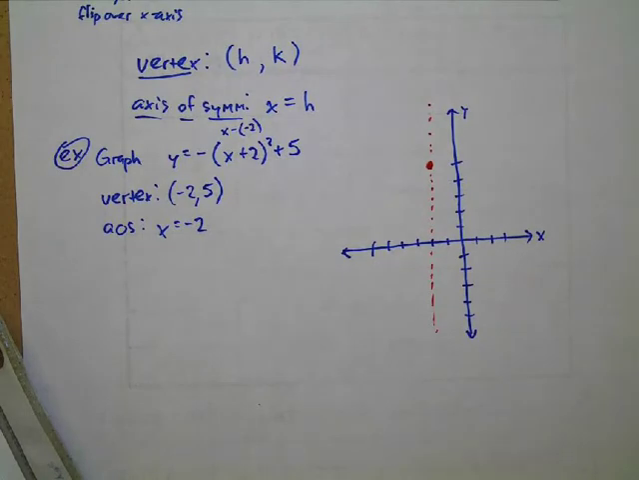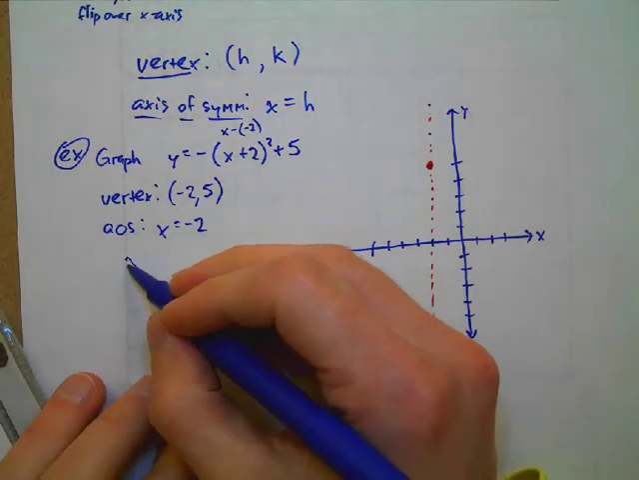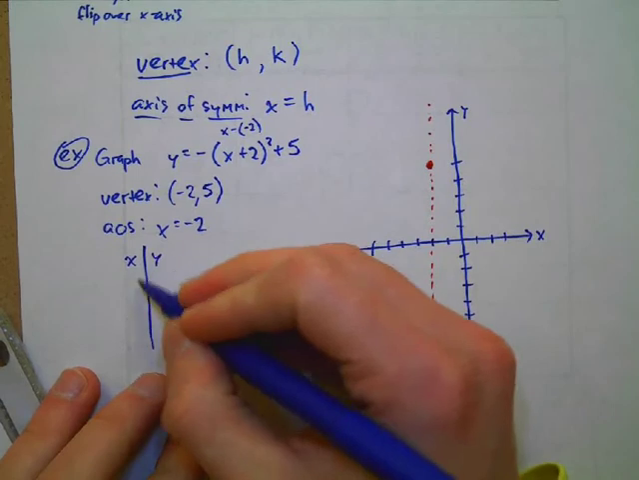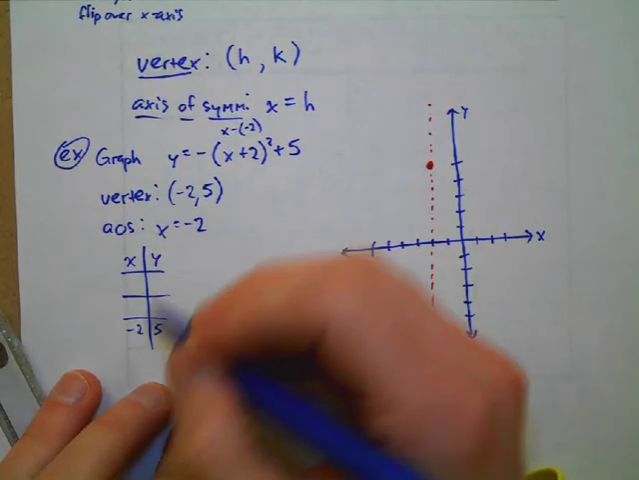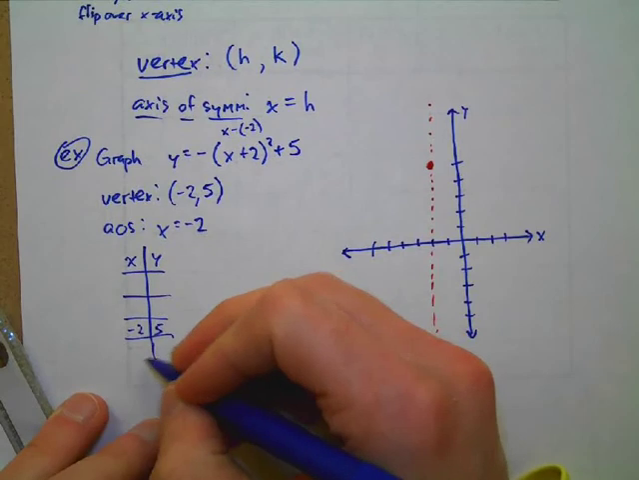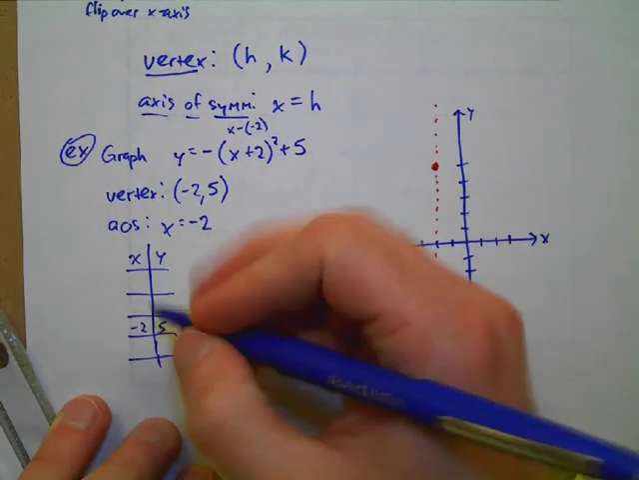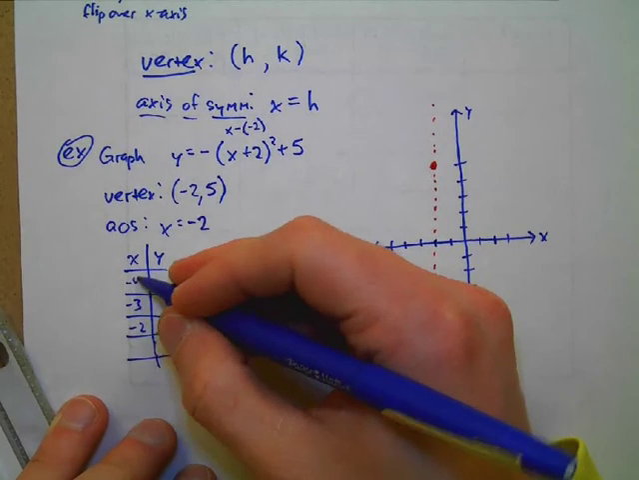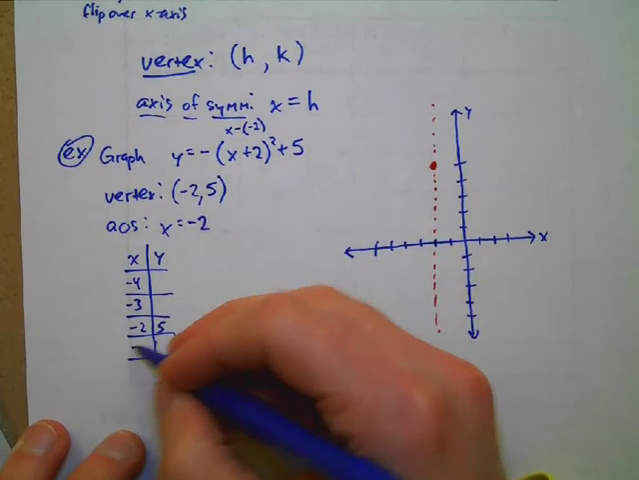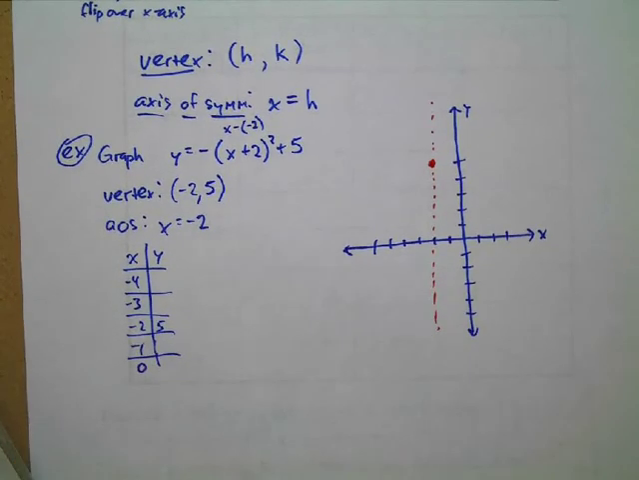Okay. So of course we need more points, right? And so this is a case where, again, if you want to go to a table to get yourself some more points, you're welcome to do that. So we could do x, y, put the vertex in the center again, so negative 2, 5, like that. And we'll pick some points before and after that. Less than negative 2 is negative 3 and negative 4. More than negative 2 is negative 1 and 0.